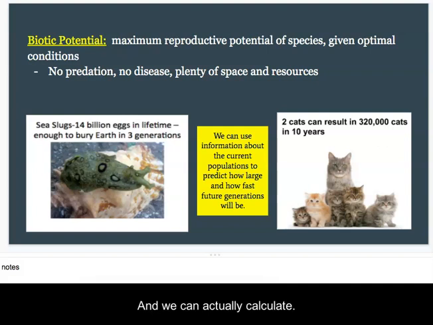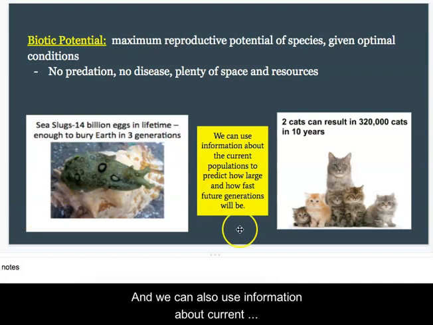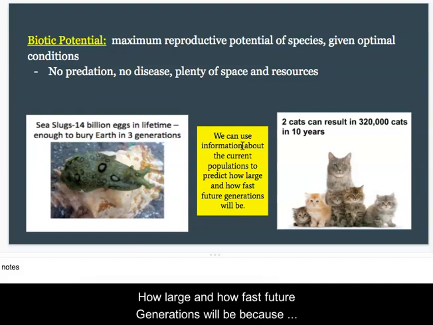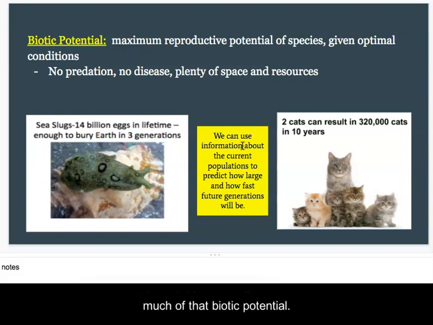And we can actually calculate that. And we can also use information about current populations to predict how large and how fast future generations will be. Because clearly the earth has not been buried in sea slug eggs or sea slugs. So we can use what's been going on through history up till now to make predictions on how much of that biotic potential is realized.